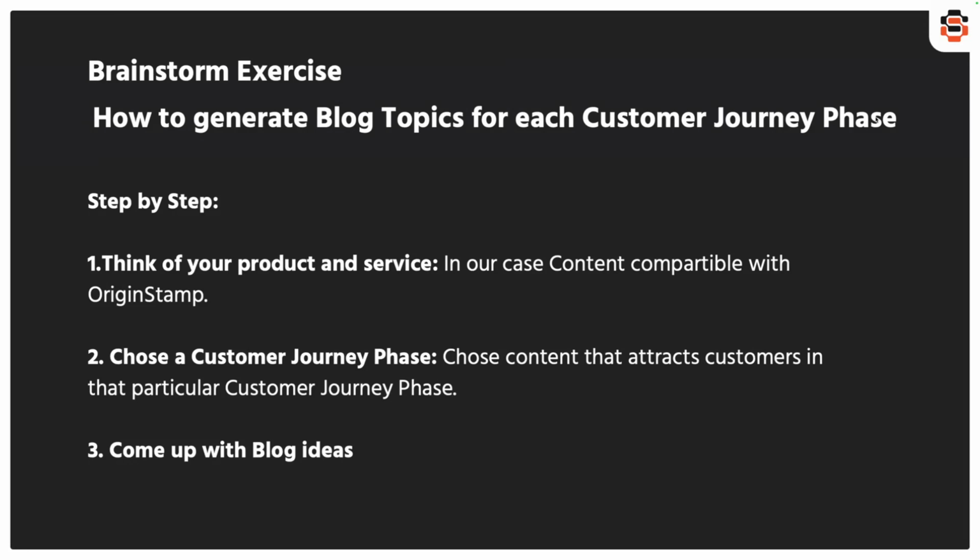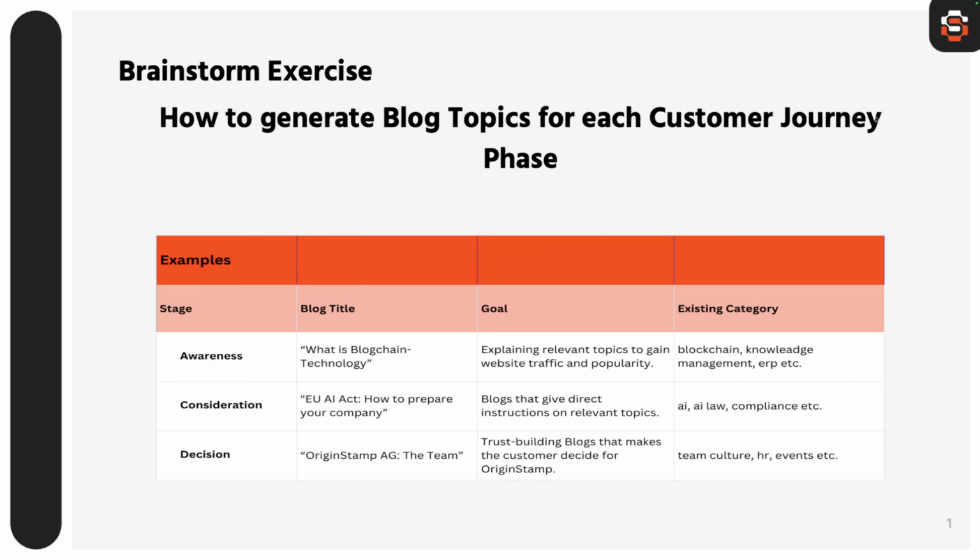And then we choose a content or topic that really attracts customers in that particular customer journey phase. And then we come up with blog ideas or blog topics. And I also brought you a little example. For the awareness stage, the blog title could be, "What is blockchain technology?" Because it's a relevant topic in the sphere of OriginStamp, and it's all about explaining relevant topics to gain website traffic and popularity.